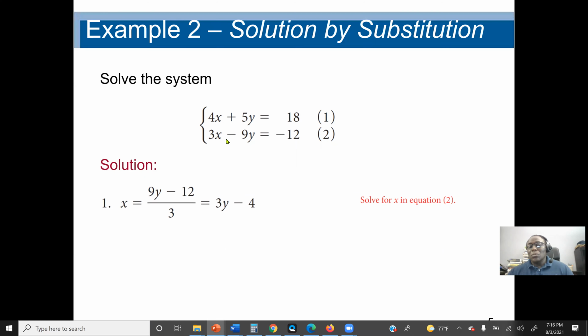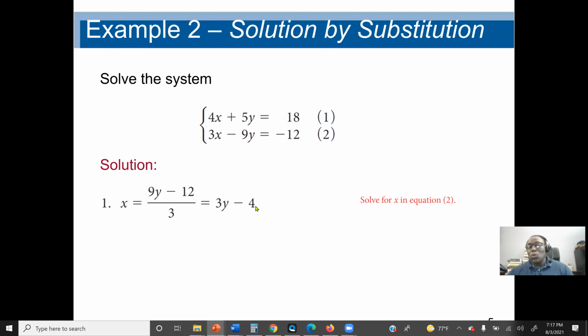So we get 3x minus 9y equal to minus 12. Minus 9y crossing the equal sign becomes plus 9y. So we get x equal to 9y minus 12, all divided by 3. Why are we dividing by 3? Because 3 is multiplied by x. So when 3 crosses the equal sign, it's going to divide both terms. Since 3 can go into 9 3 times, and 3 also can go into 12 4 times, our final solution for x will be 3y minus 4.